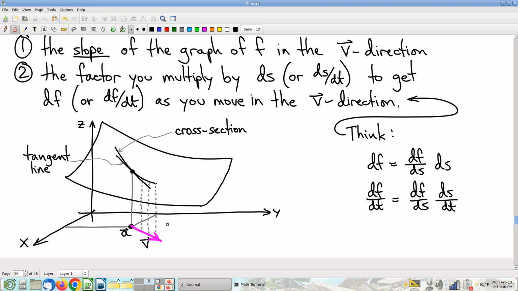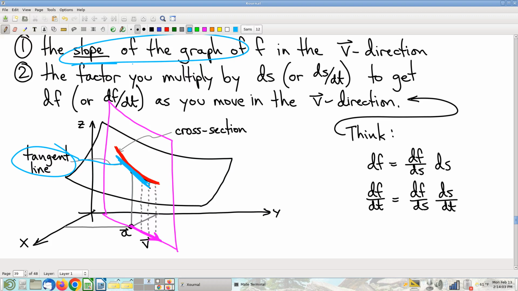That unit vector defines a direction in which I can take a vertical cross section. That cross section then being a curve, to which I can talk about a tangent line, which I can talk about having a slope.